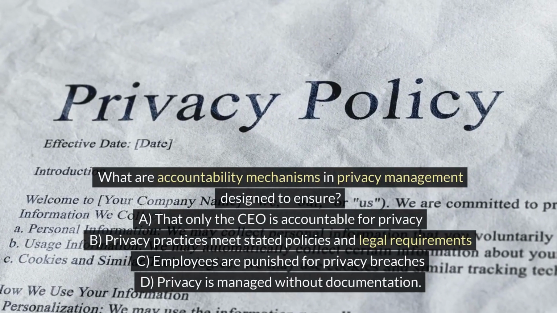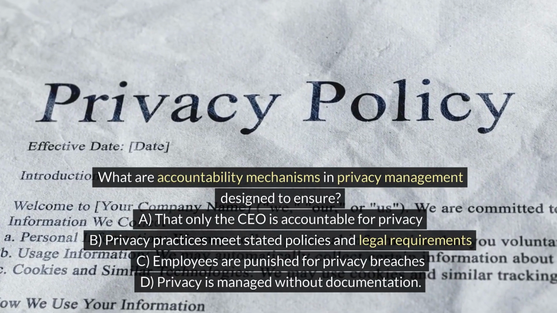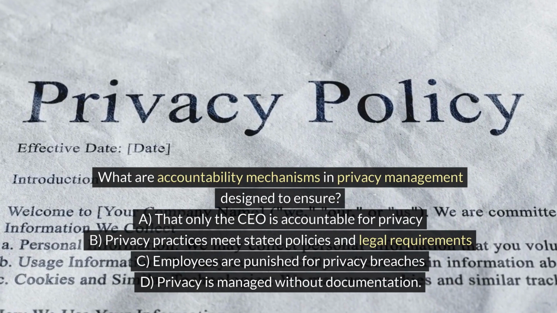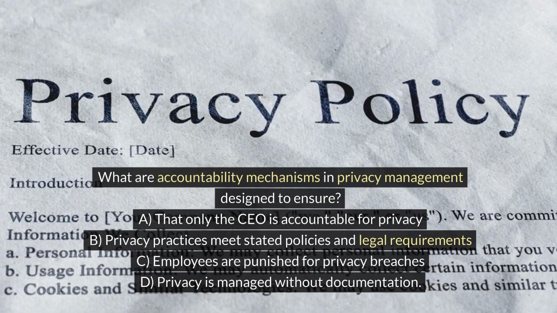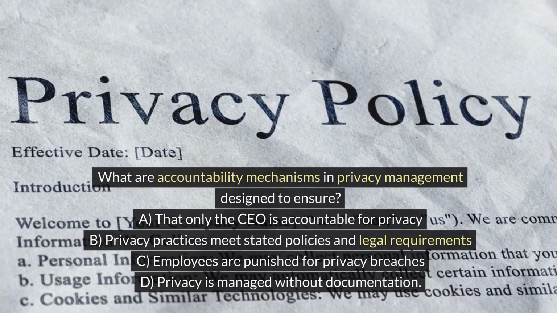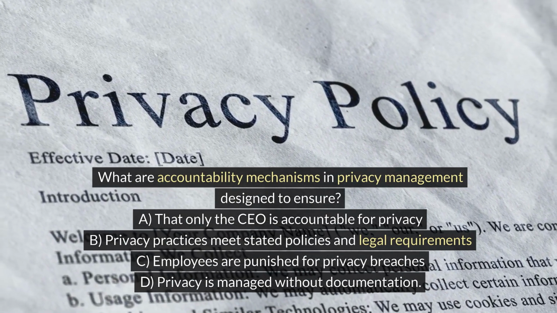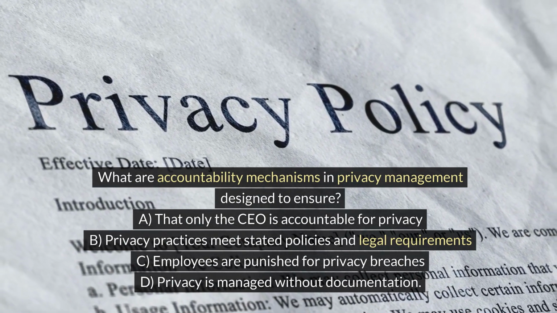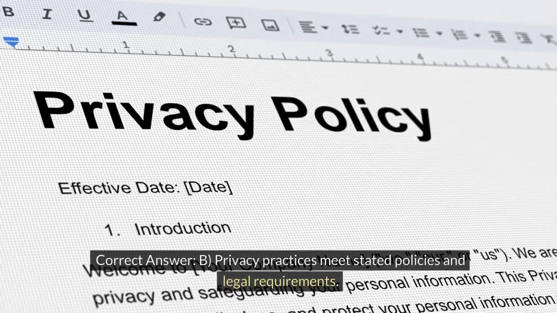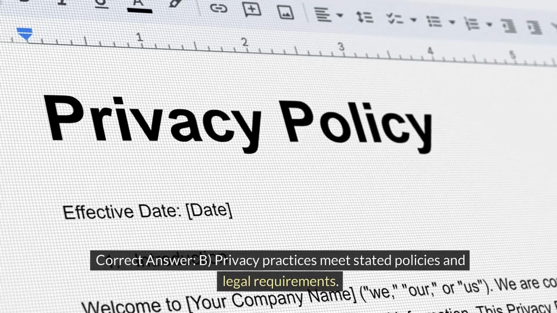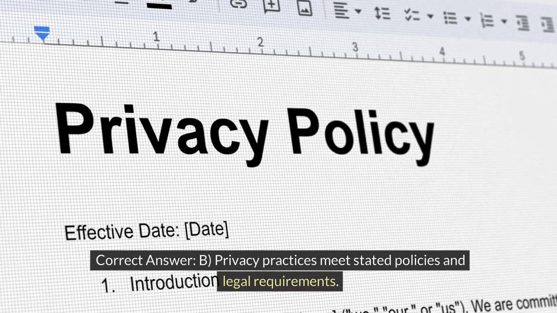What are accountability mechanisms in privacy management designed to ensure? A. That only the CEO is accountable for privacy. B. Privacy practices meet stated policies and legal requirements. C. Employees are punished for privacy breaches. D. Privacy is managed without documentation. Correct answer. B. Privacy practices meet stated policies and legal requirements.